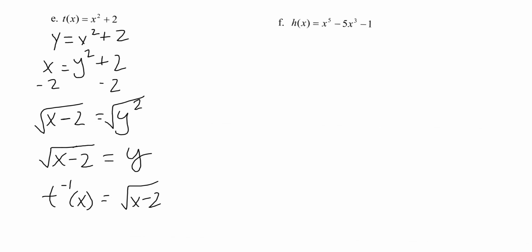And now our last one, for this one, we can make it y equals x to the 5th minus 5x cubed minus 1 and switch our x and y's. But to solve it, we would need to be able to factor. And because this is not factorable, there is no inverse. So the inverse here does not exist because you can't factor it. So DNE stands for does not exist because we can't factor the expression. And that's it.